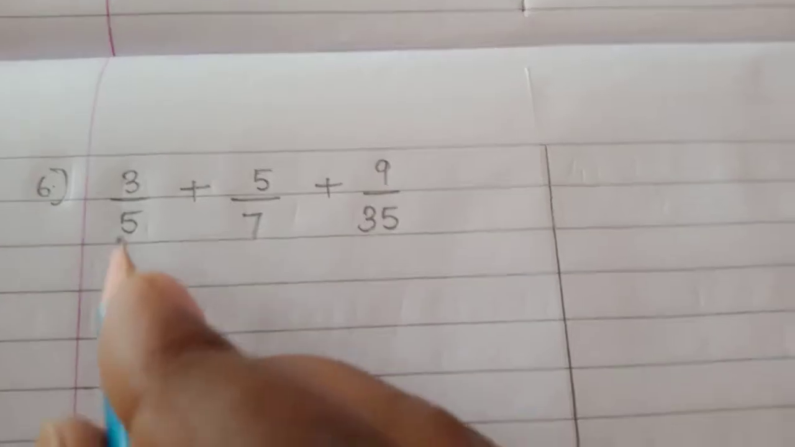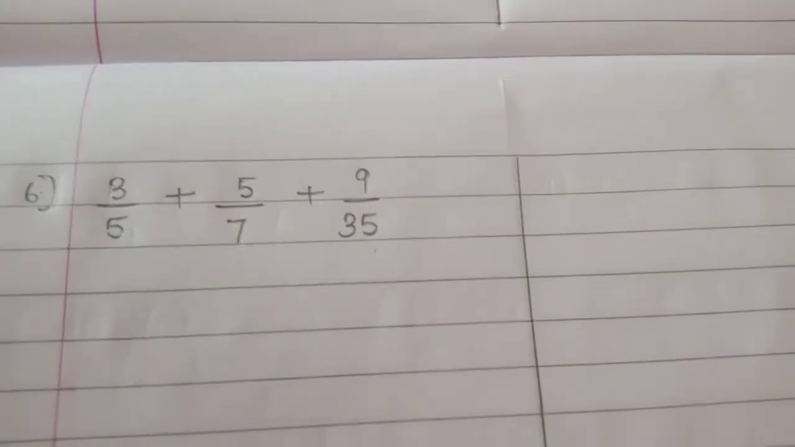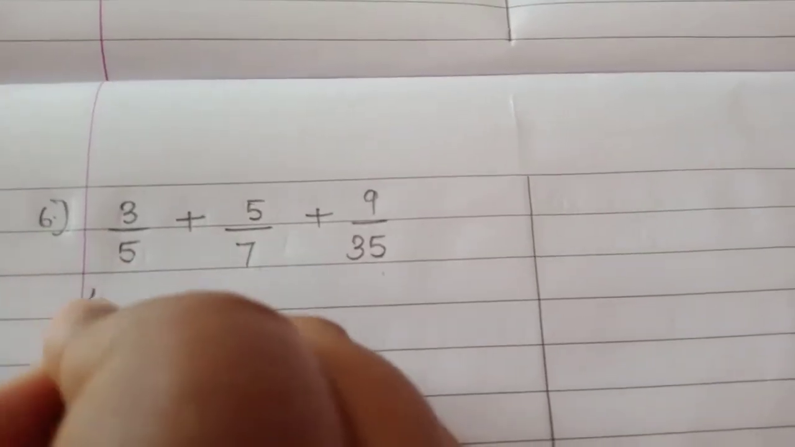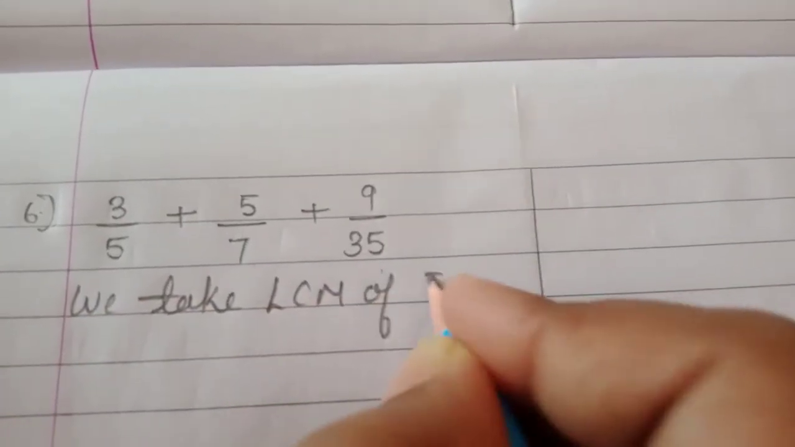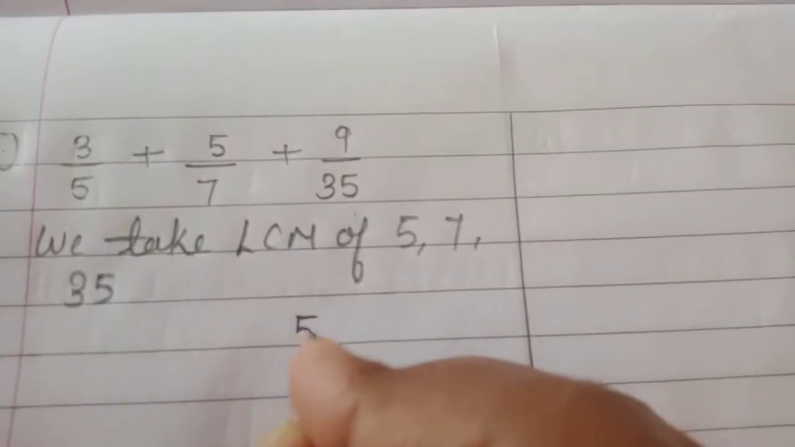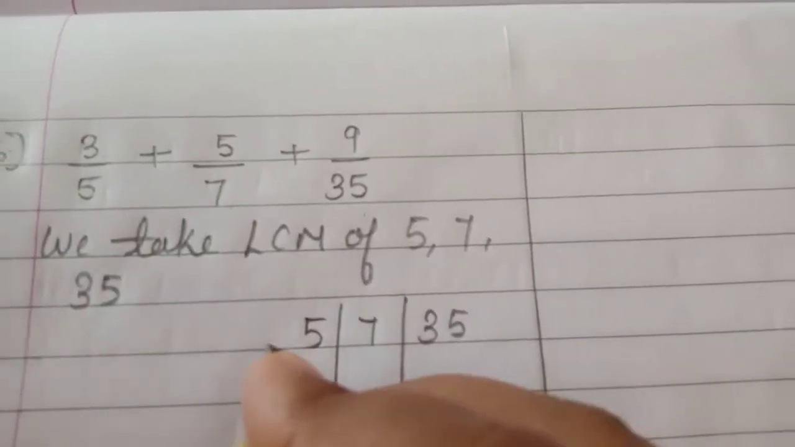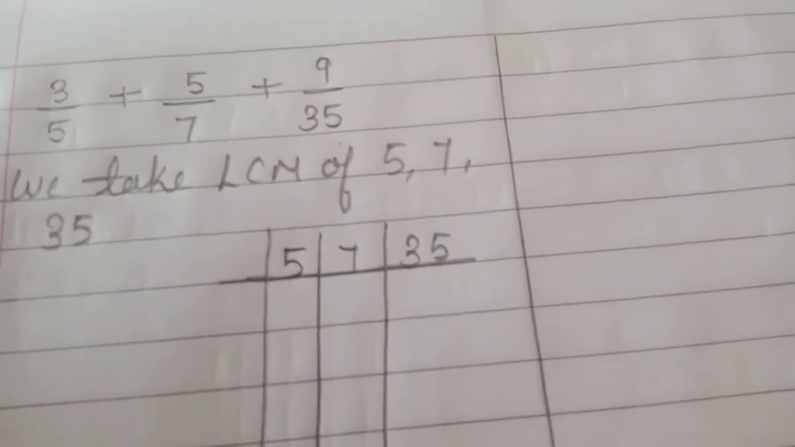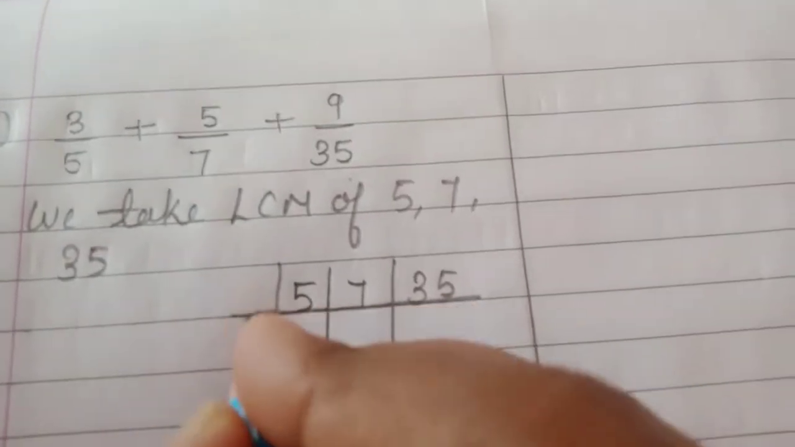Now number 6. 3 upon 5 plus 5 upon 7 plus 9 upon 35. So here also all the denominators are different. So we will take first LCM. We take LCM of 5, 7 and 35. Okay, 5, 7, 35. In 2 table it will not come. In 3 table also it will not come.